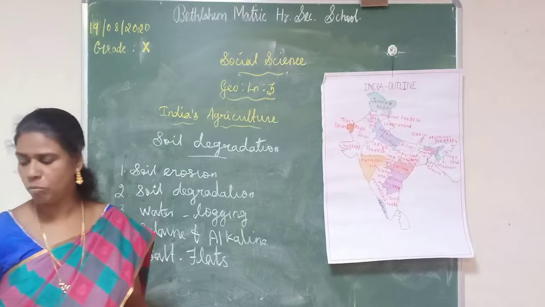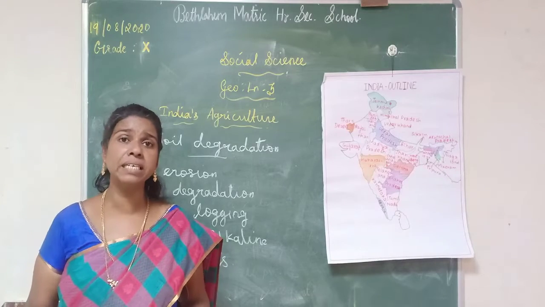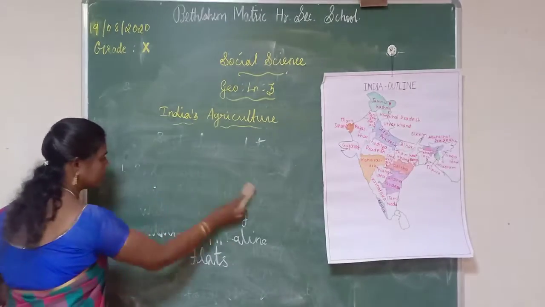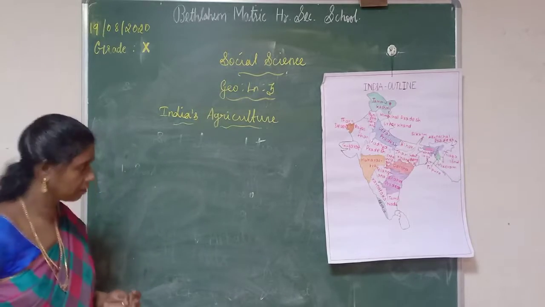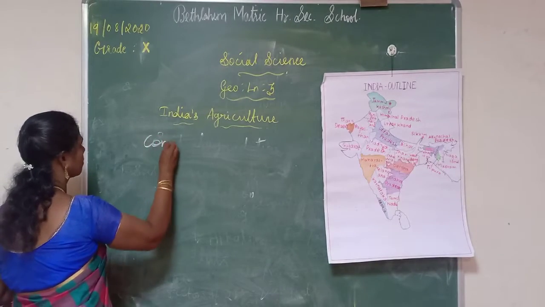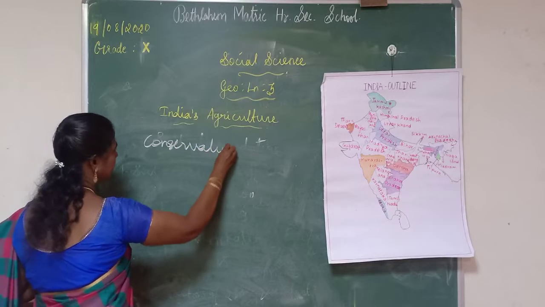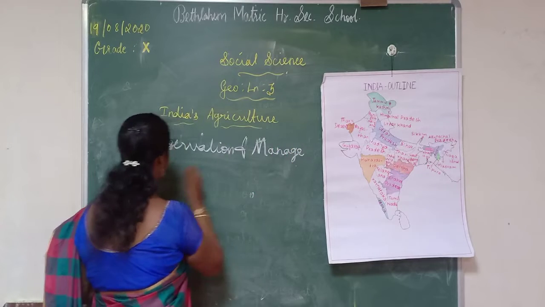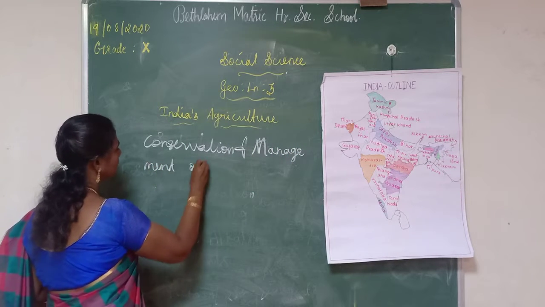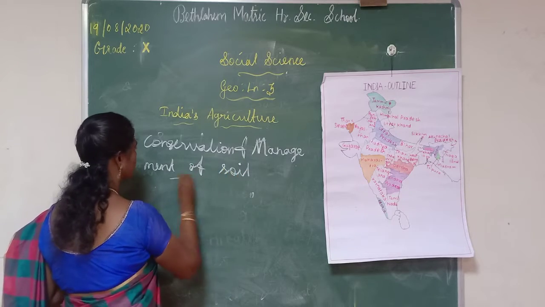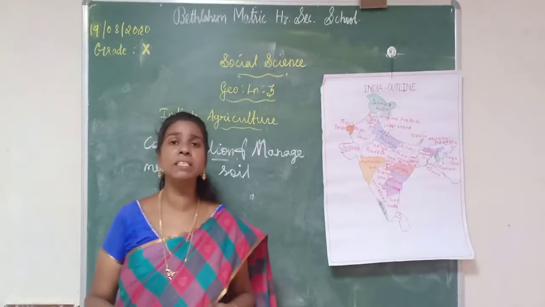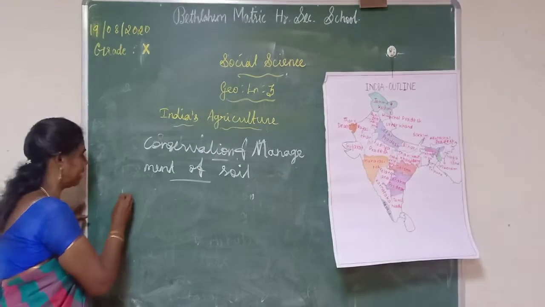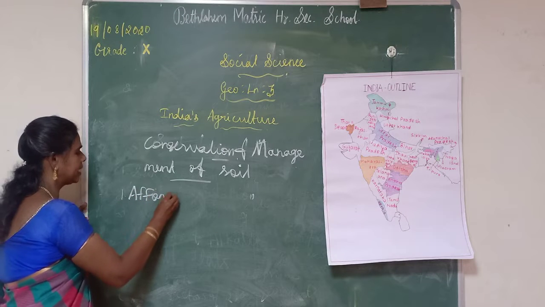Okay students, next I am going to teach the methods of conservation and management of soil. There are 4 methods of conservation and management of soil. The first one is afforestation.